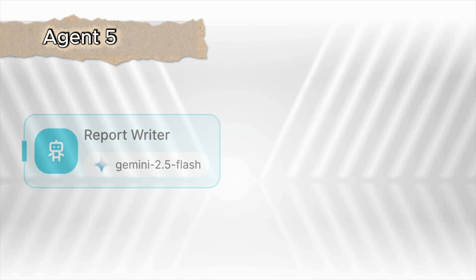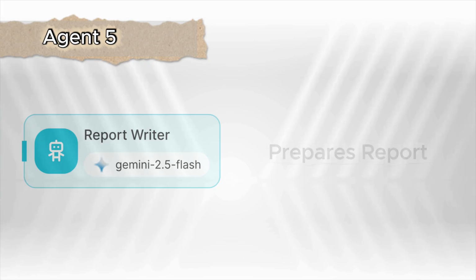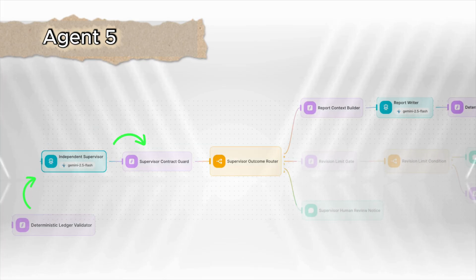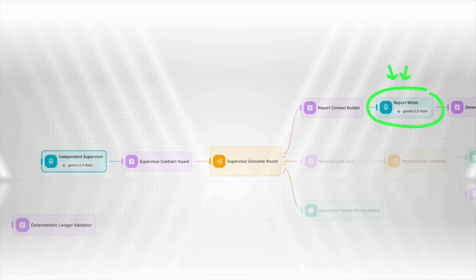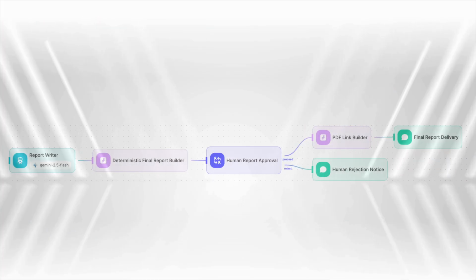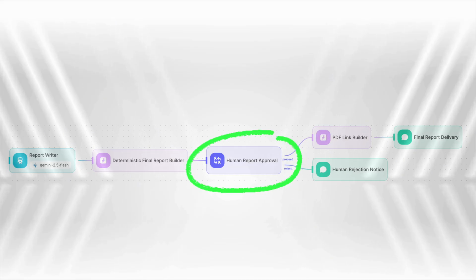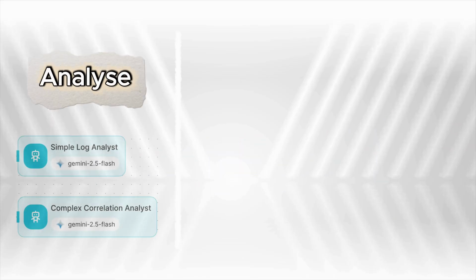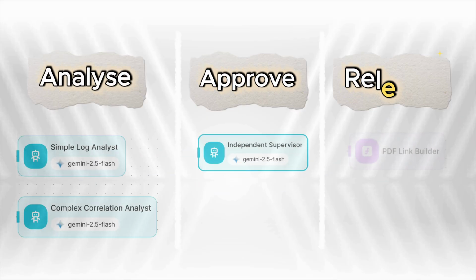Agent 5 prepares the human-readable report draft from the analysis that has already passed validation and supervisor review. It cannot change the canonical evidence, and it cannot release the report. The report is then presented at the human review checkpoint. Even after human approval, a deterministic release gate checks the evidence integrity before publication. This separation of responsibilities is our main safety control. No single agent can analyze, approve, and release its own work.